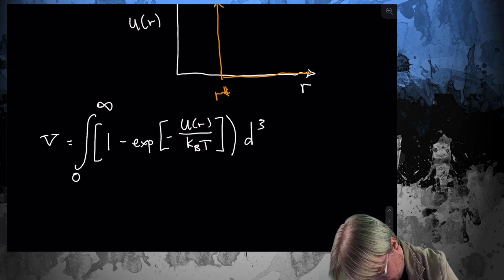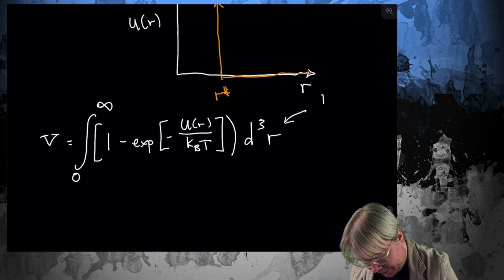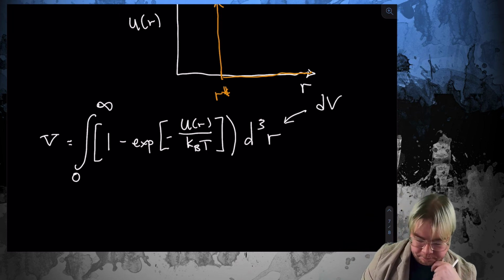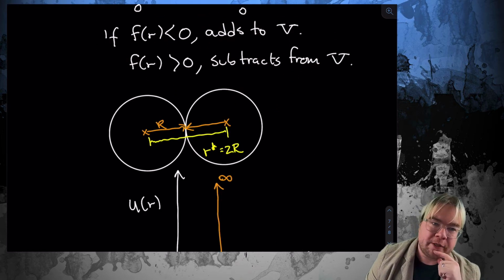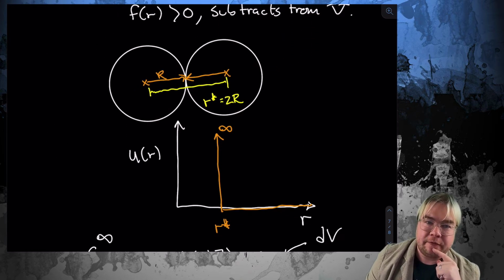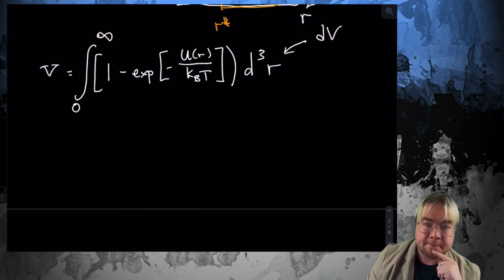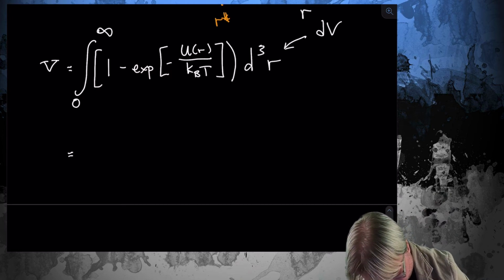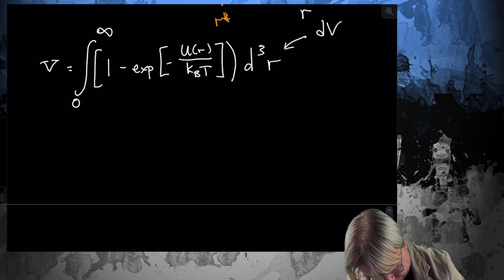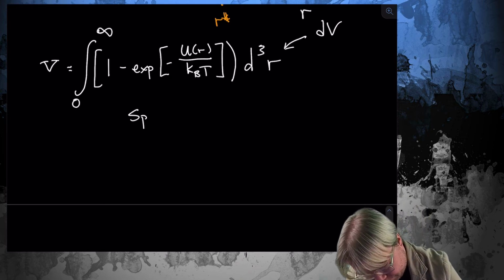D cubed r, right? Remember, d cubed r is the same thing as d volume. All right, well, we're talking about spherical particles and the distance from the center of a sphere, so it makes sense that we use spherical coordinates for this. So this will be the integral. Remember, spherical coordinates, and also remember that physicists define these differently than mathematicians.